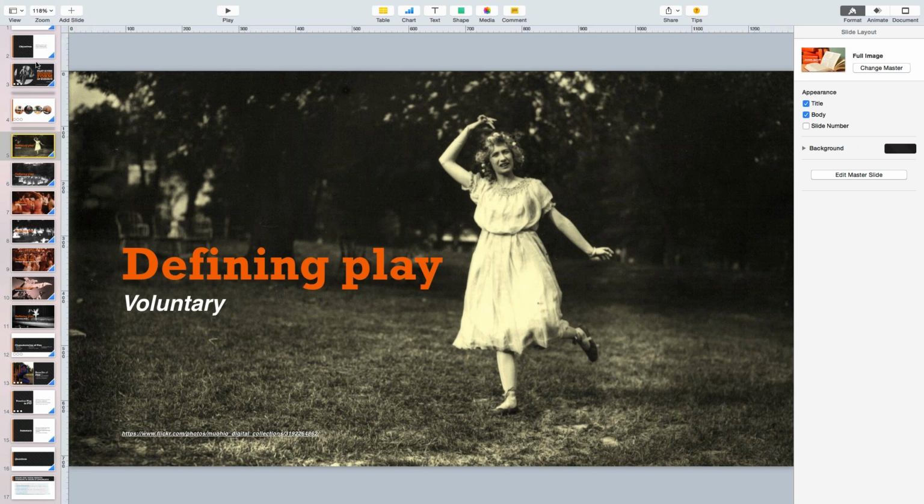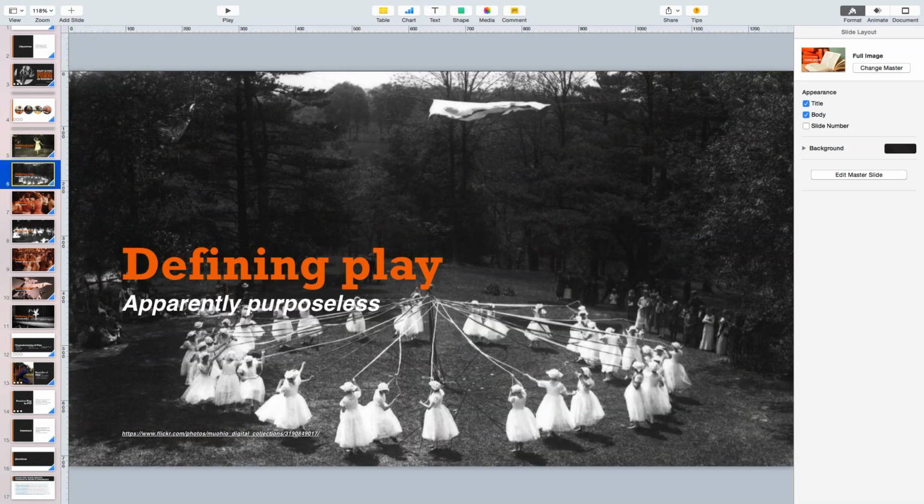Okay. When we're discussing the element that is apparently purposeless in terms of play, what this means is that it's done for its own sake, right? So our safety isn't a necessity when this is happening, right?